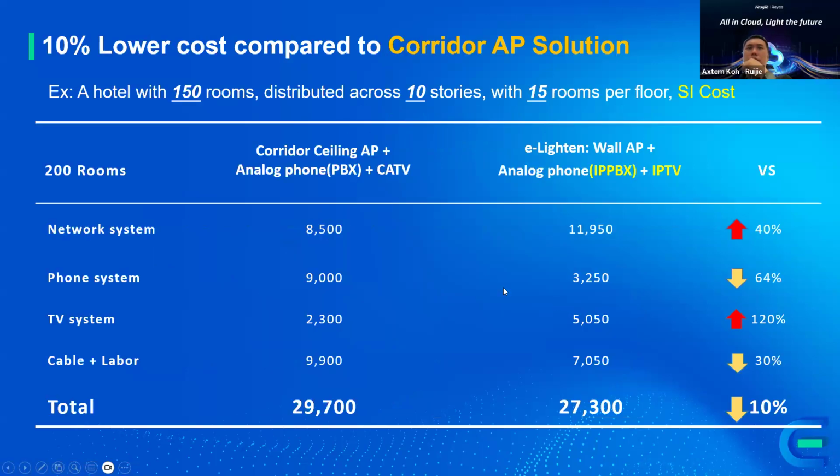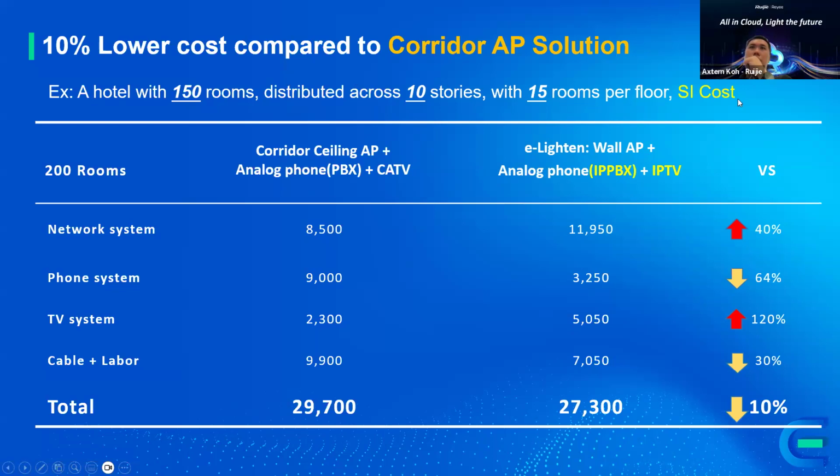And these are some of the calculations we have compared against the corridor AP solutions. Let's say, for example, a hotel has 150 rooms, distributed across 10 stories. They have 10 levels, and each level has 15 rooms.